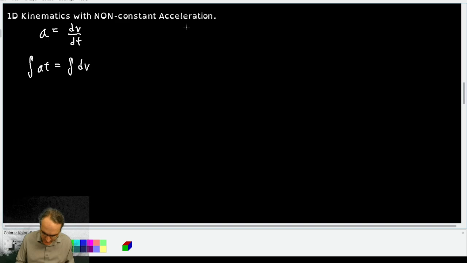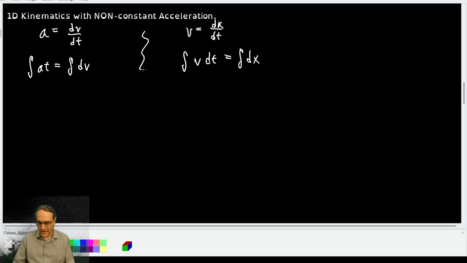So there's the first pair and there is the second pair. Integral over dv, not integral over dv, integral of v dt, and integral over dx. And there's the second pair. So they're all related by derivative or integral.